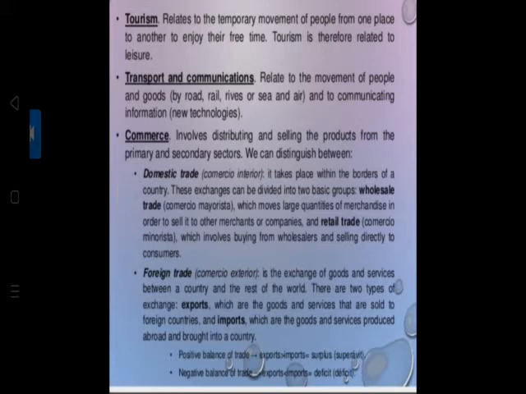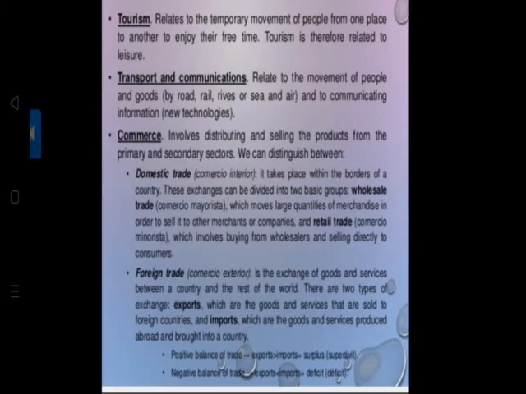Now, how does this work? Positive balance of trade is when exports are more than imports. So it is a surplus. Negative balance of trade is when exports are less than imports. It means what we are selling is less than what we are buying. So then it's a different scenario altogether.